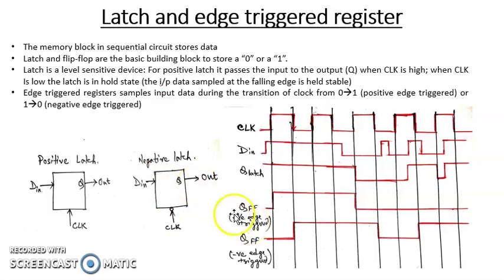On the contrary, edge triggered registers sample the input to the output during the transition of the clock, either a 0 to 1 transition, which is called a positive edge triggered, or during a 1 to 0 transition, in which case the latch will be called a negative edge triggered. For a positive edge triggered register, the input will be sampled to the output when the clock goes from 0 to 1, and for a negative edge triggered register, the output will follow the input when the clock signal goes from 1 to 0.